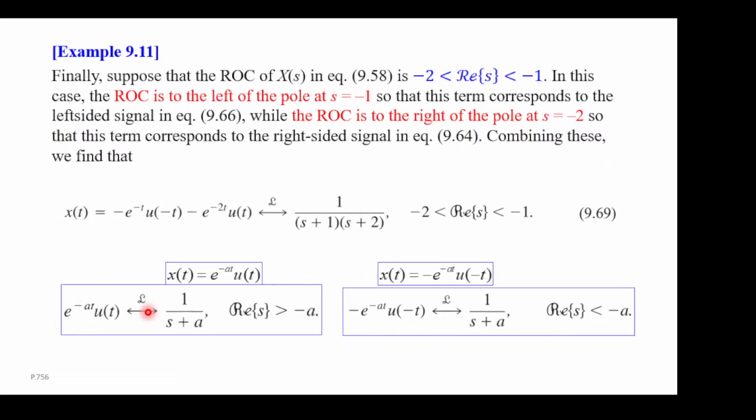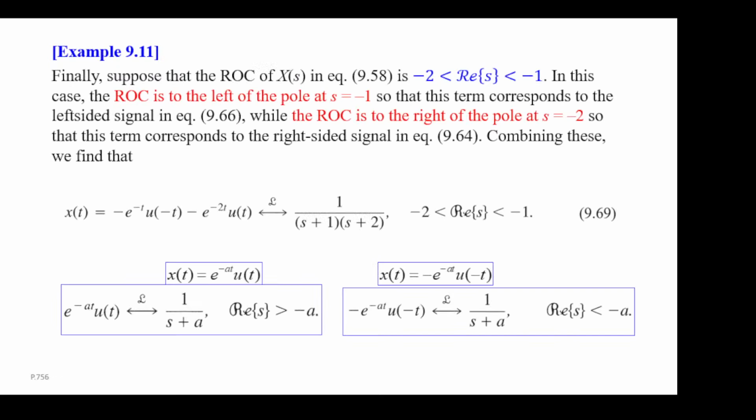And finally, we have the middle ROC. Now things get a little bit different. So our ROC is in the middle, right? And now we need to be a little careful here. The ROC is in the middle, so it's to the right of the -2 pole and to the left of the -1 pole.